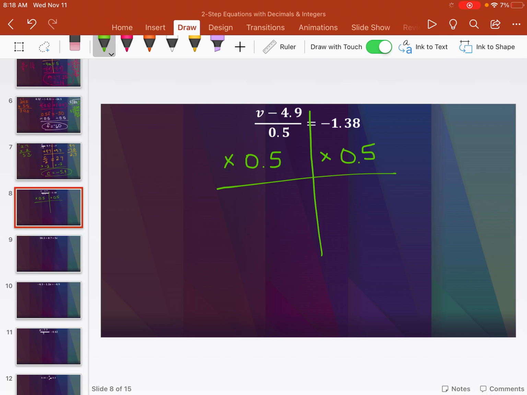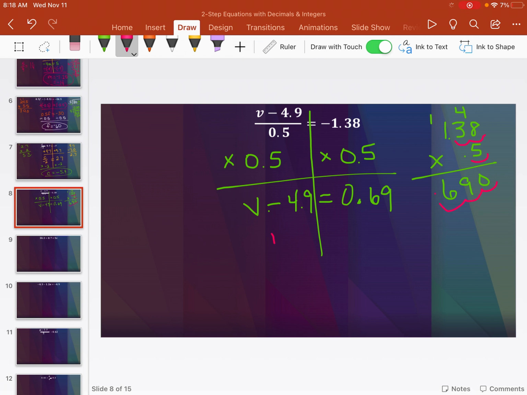So on this side, I get v minus 4.9 equals, and I'm actually going to do that multiplication over here, so 1.38 times 0.5. 5 times 8 is 40, 15 plus 4 is 19, and 5 plus 1 is 6, and then don't forget to put your decimal back in, 1, 2, 3 spots. So v minus 4.9 equals 0.69.